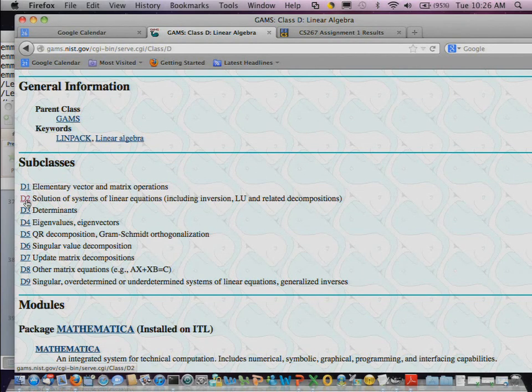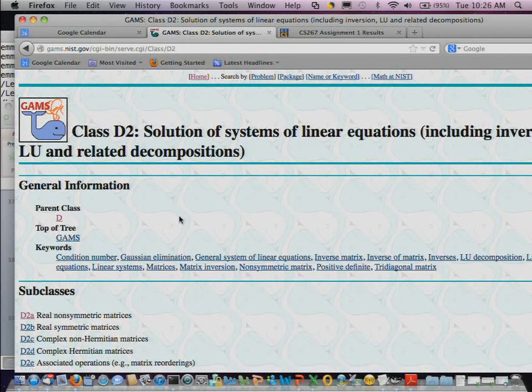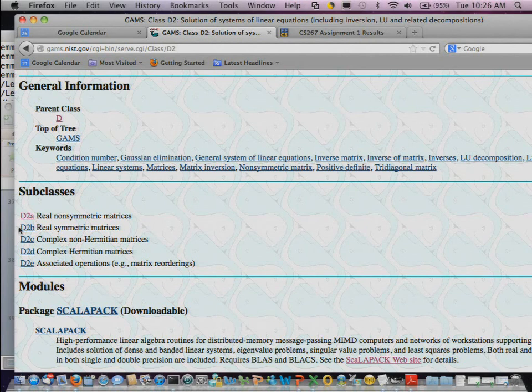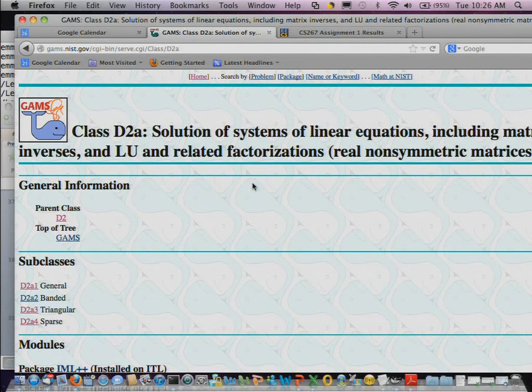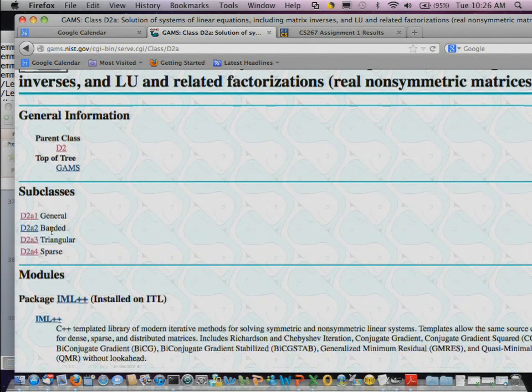So let's click on solving linear systems. And so now you get yet more choices: real, non-symmetric, real, symmetric, complex, Hermitian. It tries to give you some choices. Let's take the most general case, real and non-symmetric. And now it's asking you, what is your data structure? Is it general or band or sparse? So there's sparse stuff too. That's not today's lecture. Let me go general.